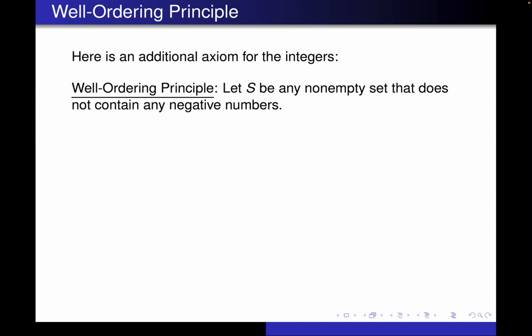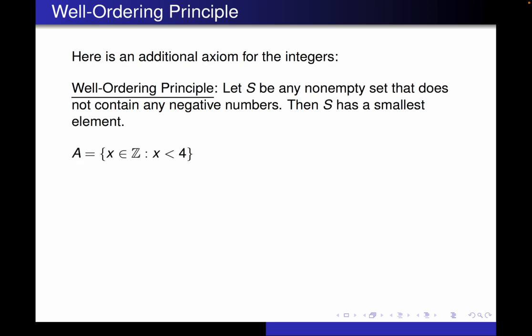So here we go. Let S be any non-empty set that does not contain any negative numbers. In other words, it may contain 0. It may contain positive numbers. It doesn't have to contain all the positive numbers. It doesn't have to contain 0, but it can only contain positive numbers or 0. Then S has a smallest element.